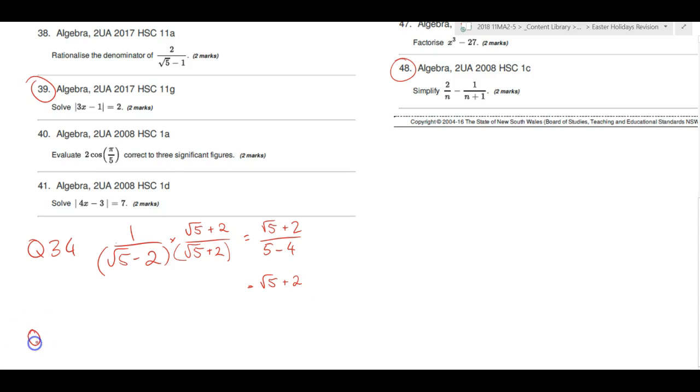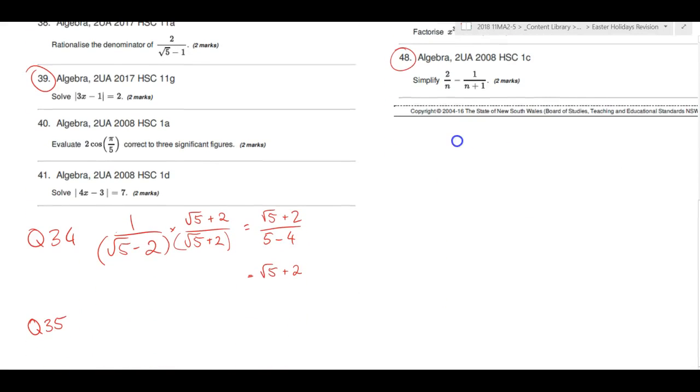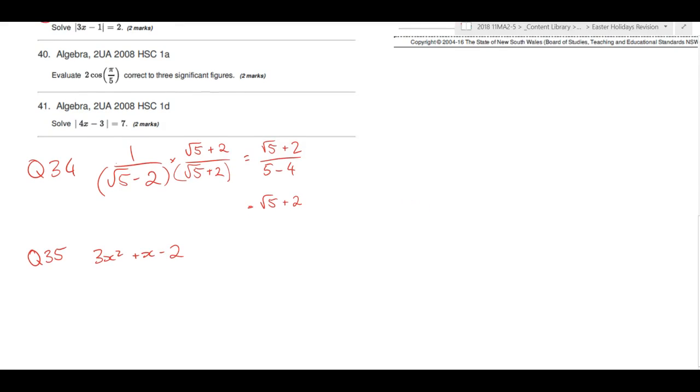Next up, question 35. We have a non-monic quadratic. Let me just have another look here. 3x squared plus x minus 2. We want to factorise this. Now remember this PSF method, which might be helpful for a non-monic. That is, the coefficient of the x squared term is not a 1. A non-monic quadratic, we're going to look at this P, S, and F. Product, sum, and factors. So my product is this multiplied by this is negative 6. My sum is this coefficient here is plus 1.